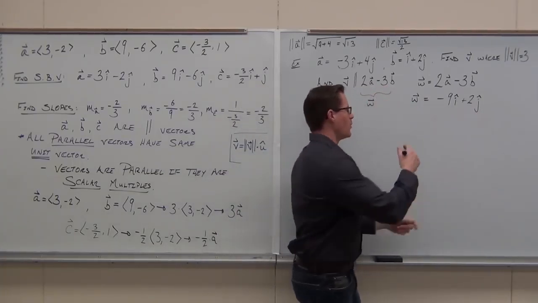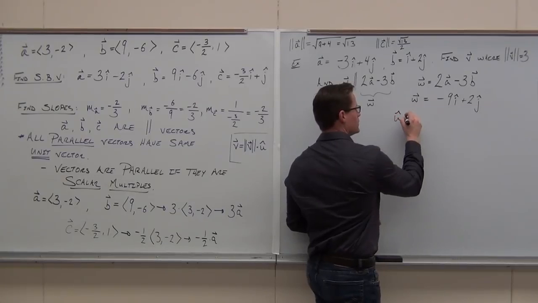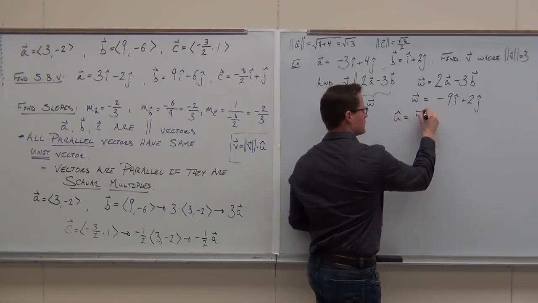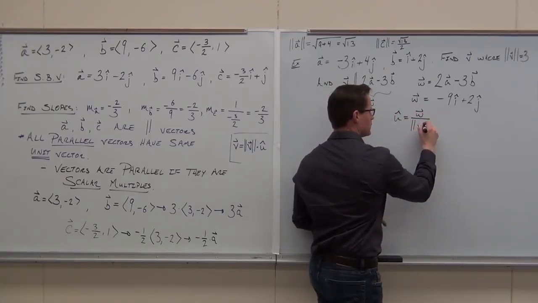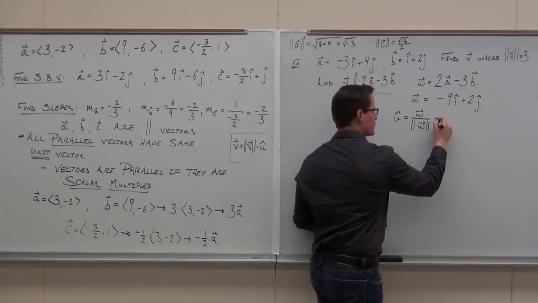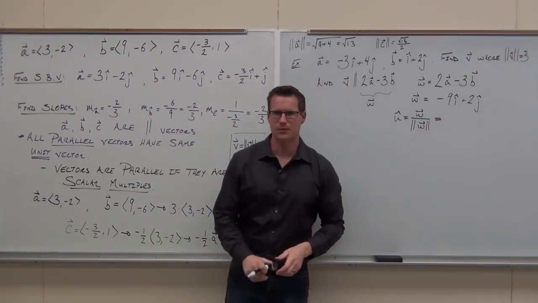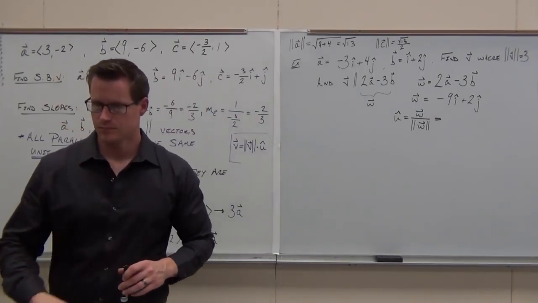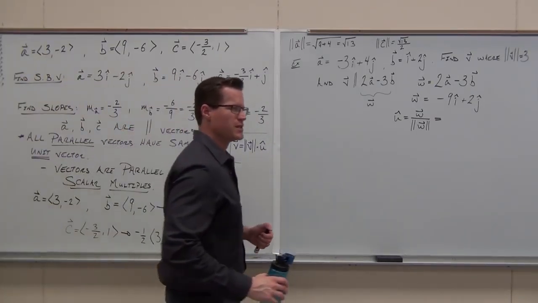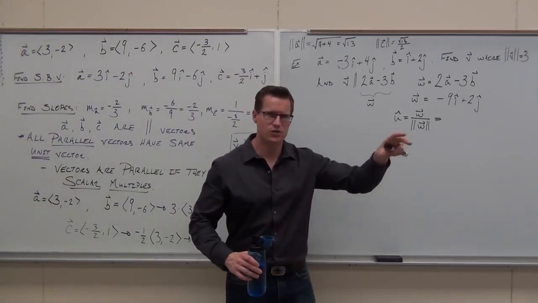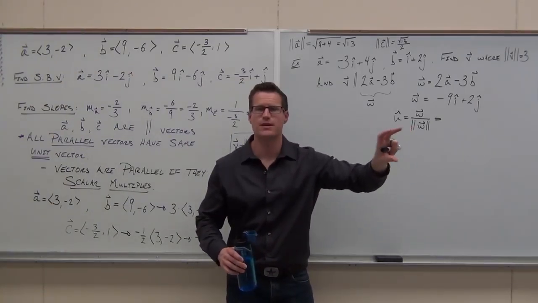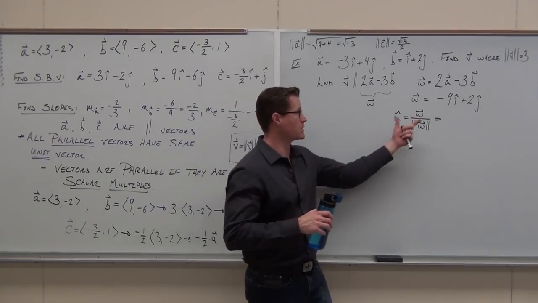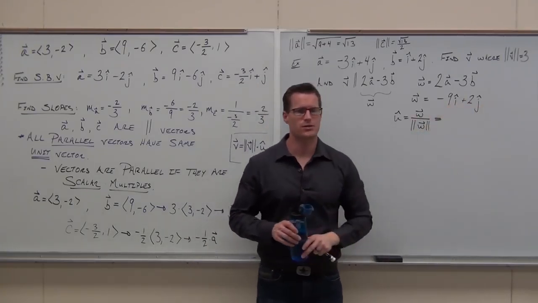Your next step, I want you to find the unit vector for W. Do it now. Unit vector is pretty easy. You take the vector, whatever you're trying to find something parallel to, take the vector, divide by magnitude. So in our case, we got this vector, just find the magnitude, divide by it.